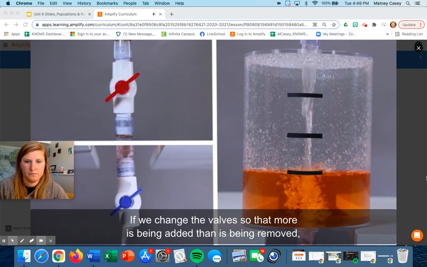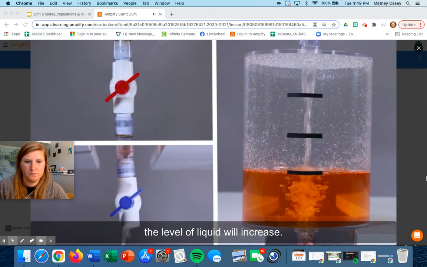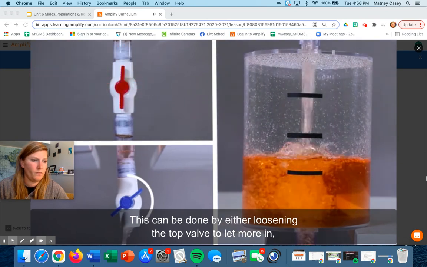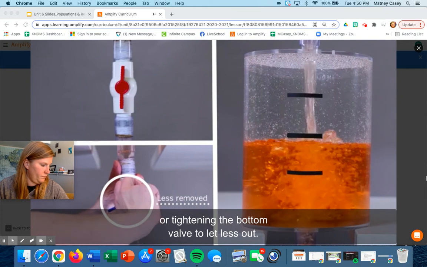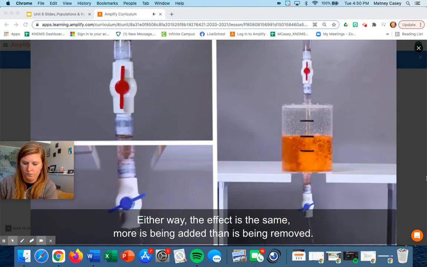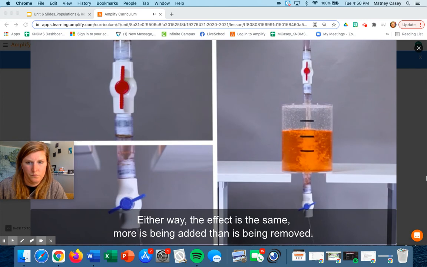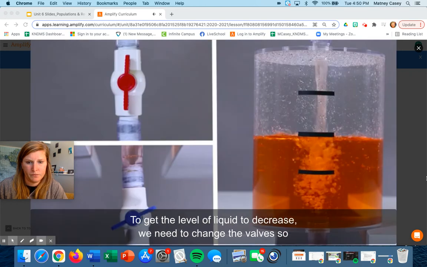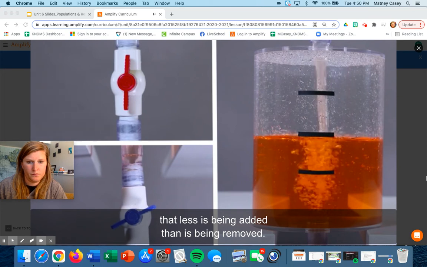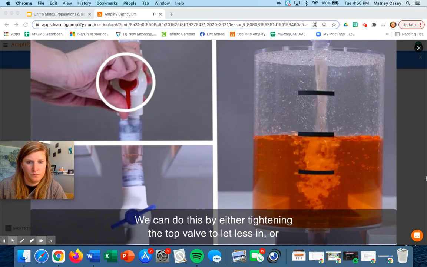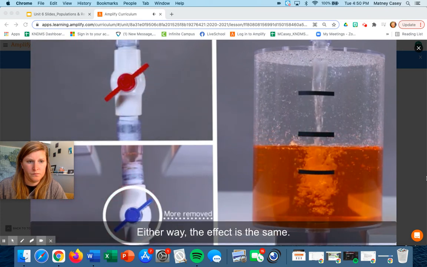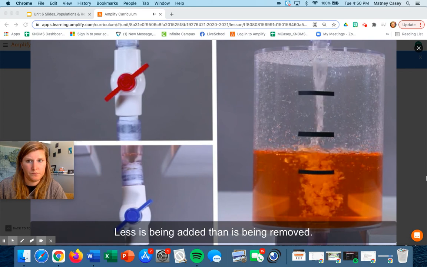If we change the valves so that more is being added than is being removed, the level of liquid will increase. This can be done by either loosening the top valve to let more in or tightening the bottom valve to let less out. Either way, the effect is the same. More is being added than is being removed. Now let's try to get the level of liquid to decrease. To get the level of liquid to decrease, we need to change the valves so that less is being added than is being removed. We can do this by either tightening the top valve to let less in or loosening the bottom valve to let more out. Either way, the effect is the same. Less is being added than is being removed.